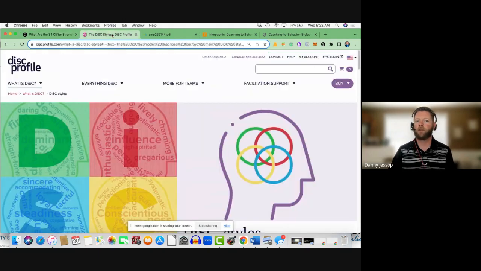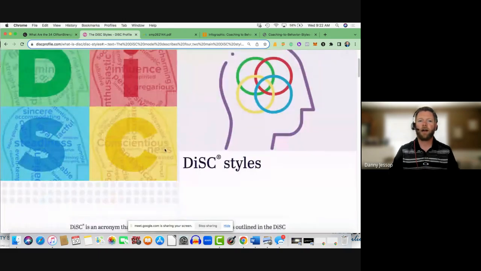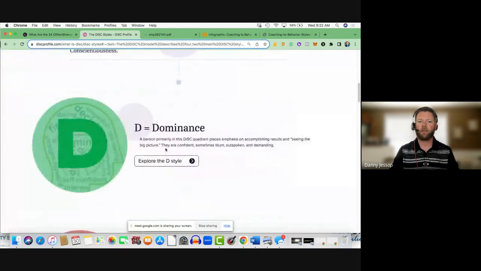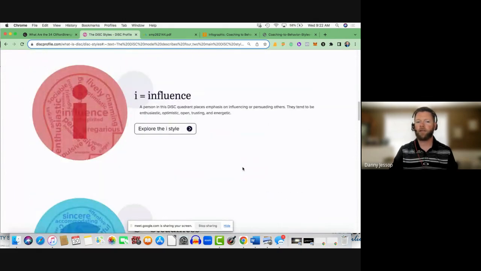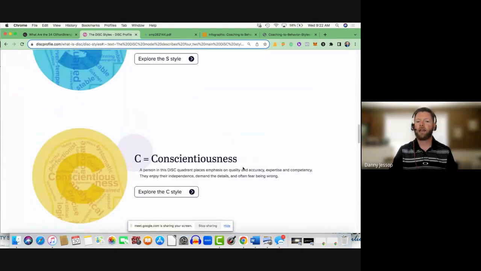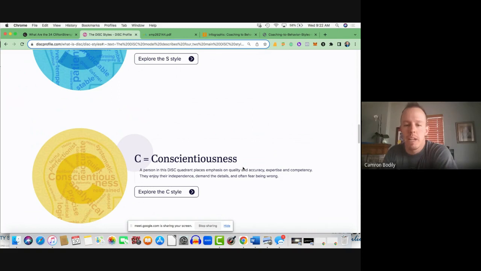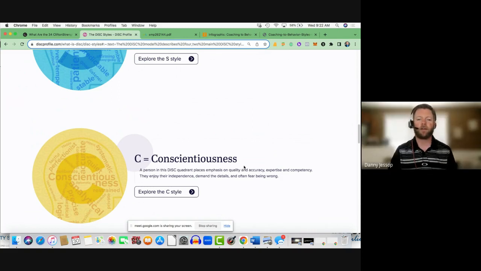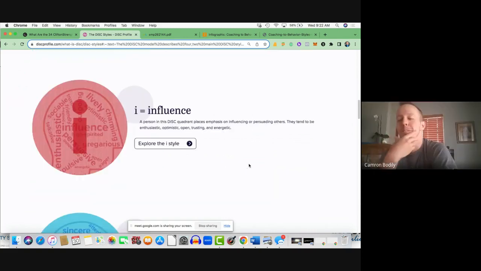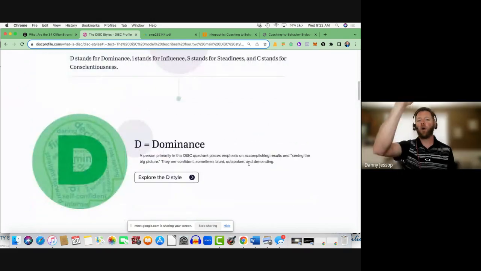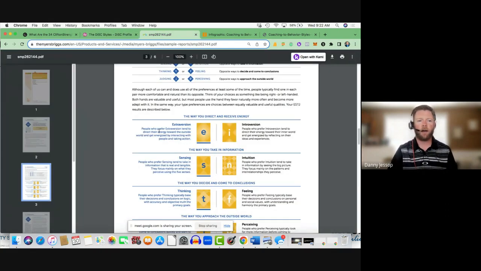The next one that most people are probably familiar with is the DISC profile. D is dominance, you've got influence, you've got steadiness, and then conscientiousness. These are the four types. When you take the DISC profile, which many of you probably have, we'd love to hear what yours came out to be.